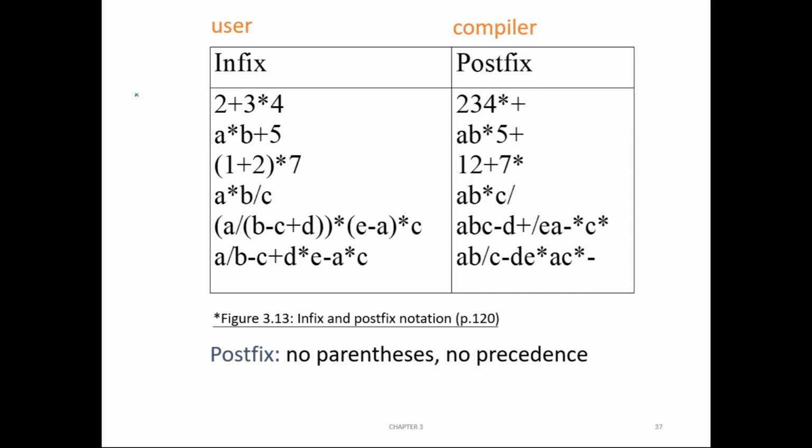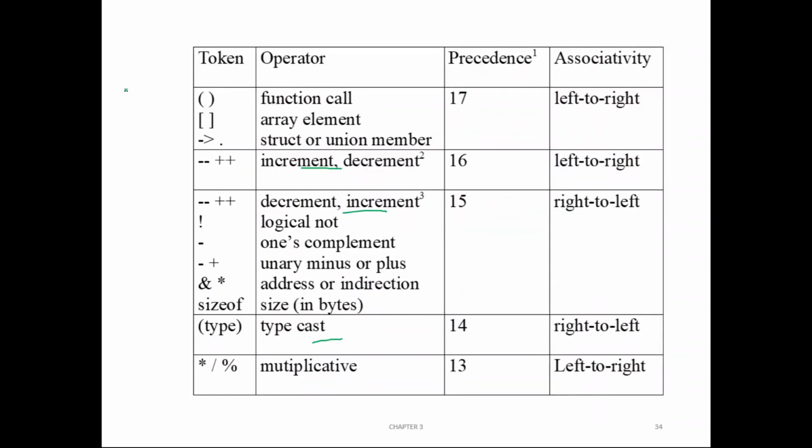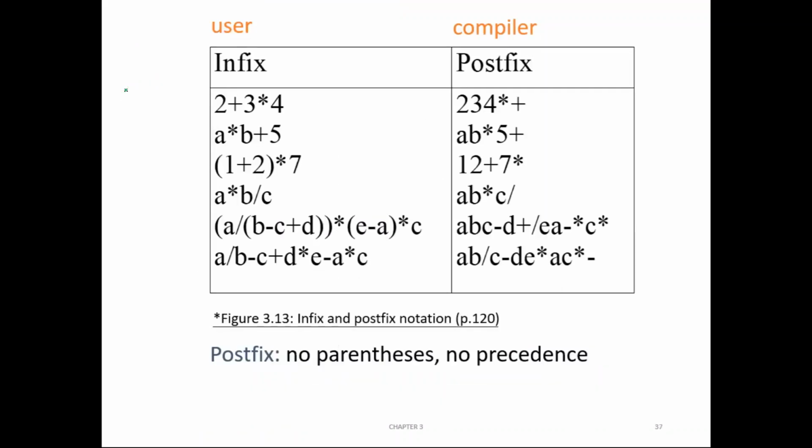Okay, what are the operators? Plus, minus, multiplication, division, modulo. Even greater than, less than, whatever we have seen in this table. In this token column, all these are operators. Operands will be either constants or variables, and these operators will operate on the operands, right? Operators will operate on the operands.